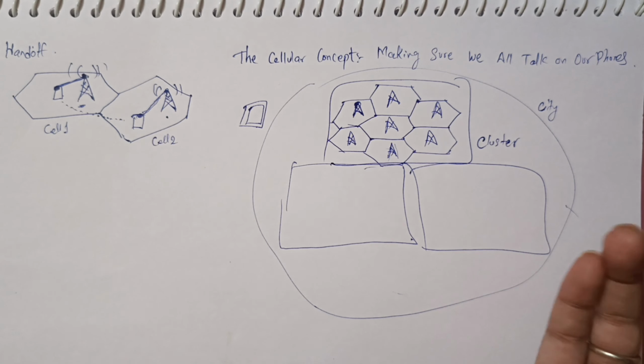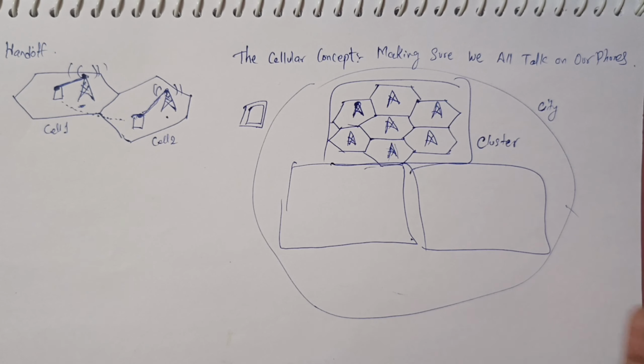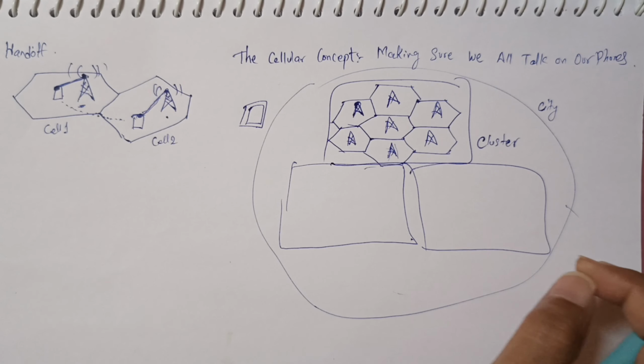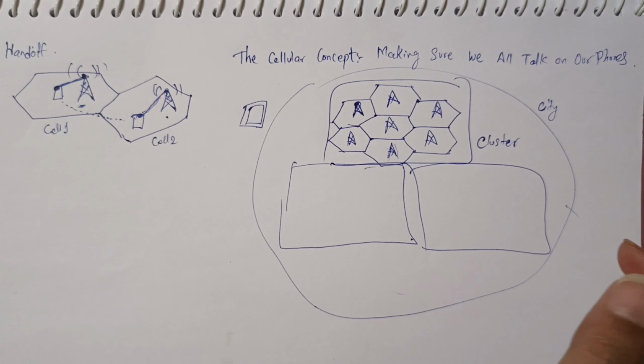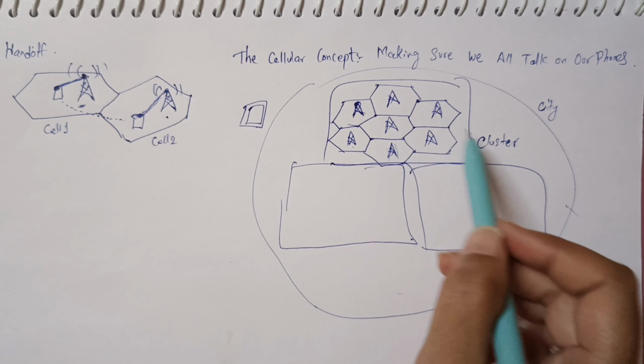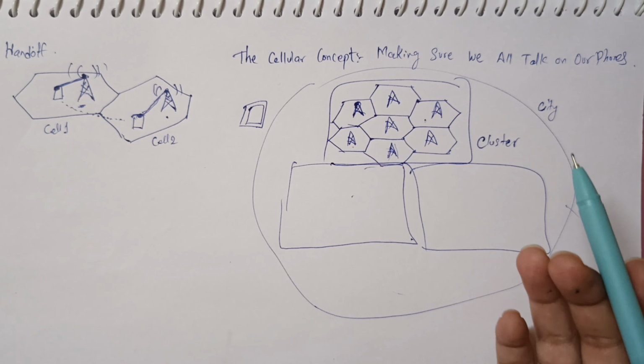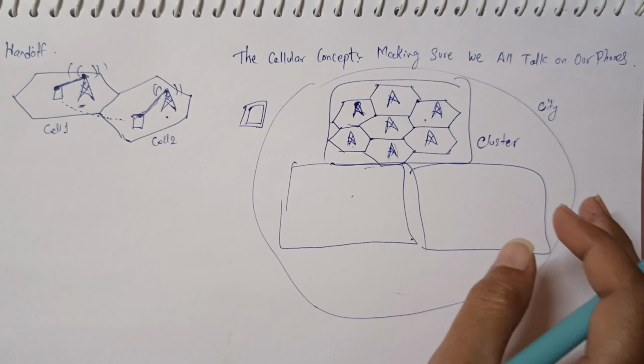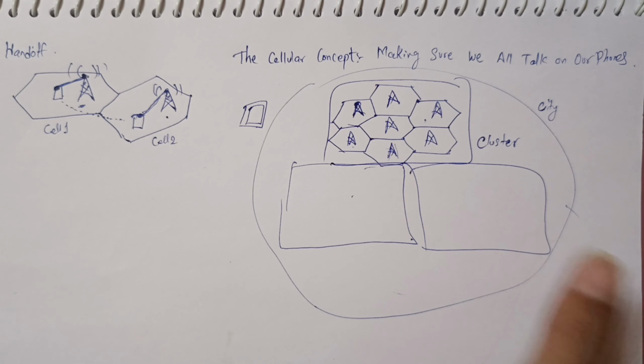So the cellular concept is like a clever plan to make sure you can talk on your phone, send messages, and use the internet without any problems, even when we are on the move. Okay, even when you are moving from one cell to another or from one cluster to another cluster. It's like a big jigsaw puzzle that helps keep us connected.